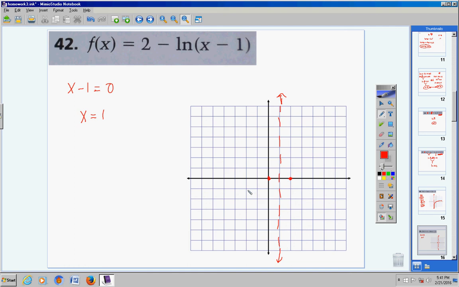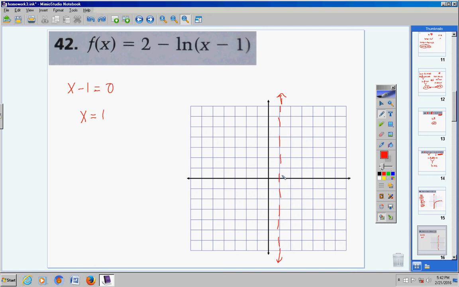Well, guys, think about it. It's so obvious. If I put 0 in for x, I'm going to get the natural logarithm of what? Negative 1, 0 minus 1. So there's no way 0 works. There's no way the graph works over here. Okay, so I know the graph's going to be over here to the right.